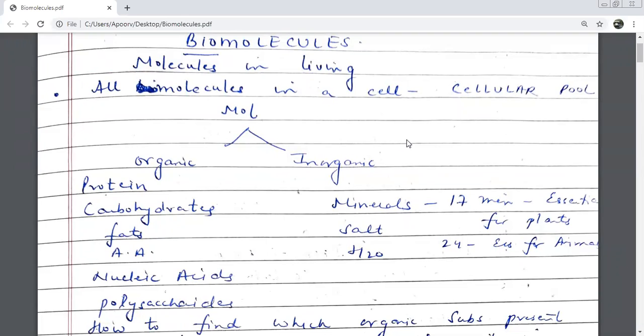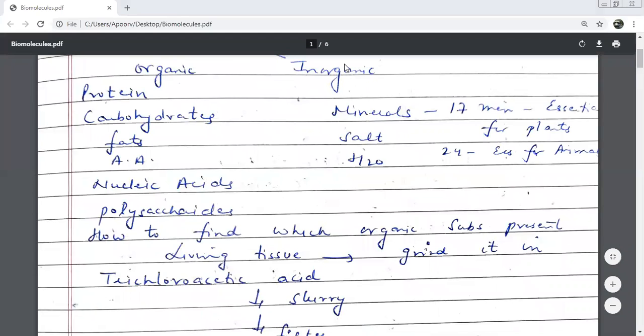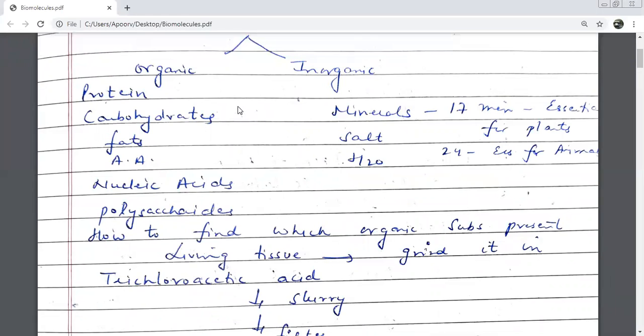Very good. When we talk about molecules, we categorize them into two categories, organic and inorganic. Examples of organic molecules are proteins, carbohydrates, fats, amino acids, nucleic acids, polysaccharides. When we say inorganic molecules, three are very important: minerals, salt, and H2O, water. Mineral salts and water.